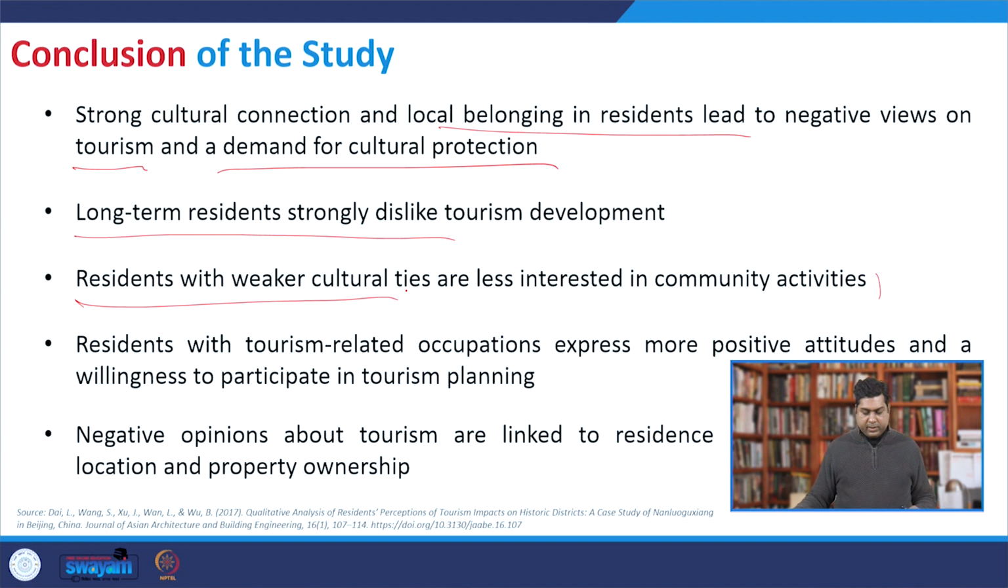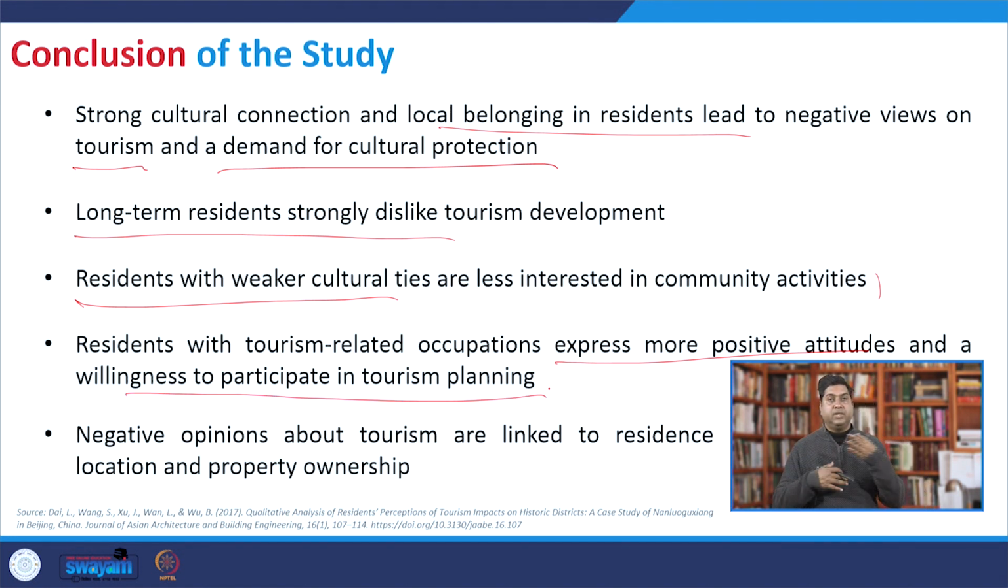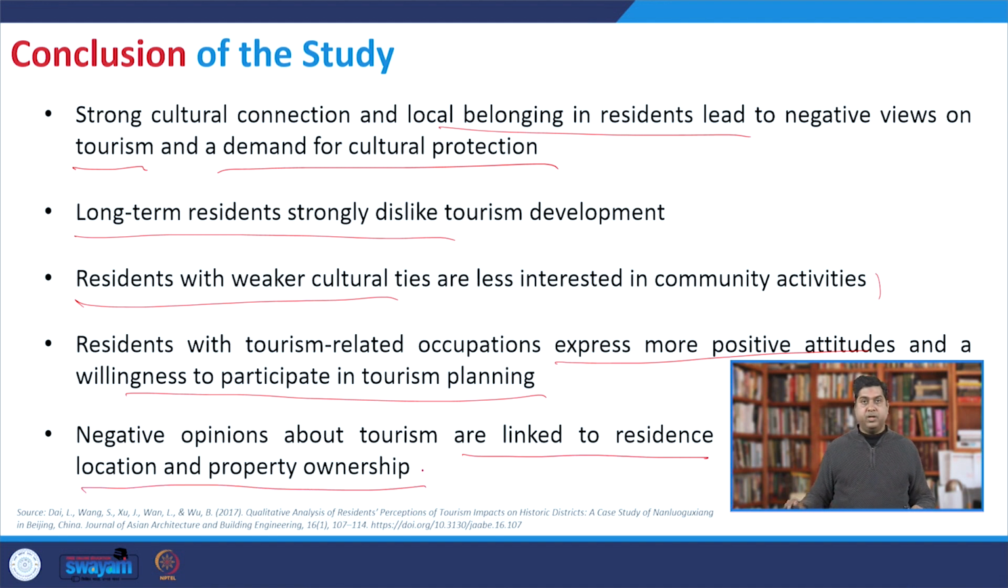Residents with weaker cultural ties are less interested in community activities. Residents with tourism-related occupations express more positive attitudes and a willingness to participate in tourism planning. So again, it is not only one group of people who are for it or against it, there is a mix, and that mix is very important. Negative opinions about tourism are linked to resident location and property ownership as well.